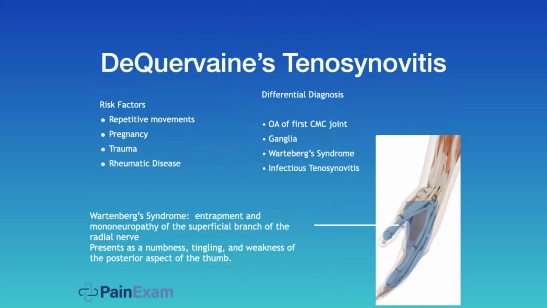De Quervain's tenosynovitis risk factors include repetitive movements, pregnancy, trauma, rheumatic disease. The differential is osteoarthritis of the first metacarpal joint, or ganglia, Wartenberg syndrome, infectious tenosynovitis. Wartenberg syndrome is entrapment or mononeuropathy of the superficial branch of the radial nerve. It presents as numbness, tingling, and weakness of the posterior aspect of the thumb.